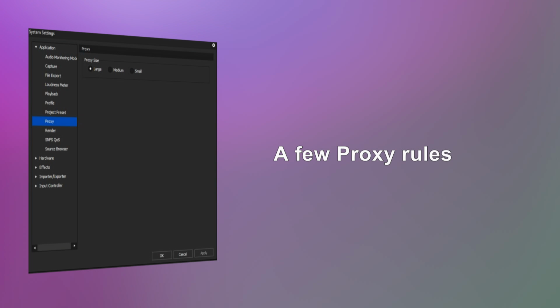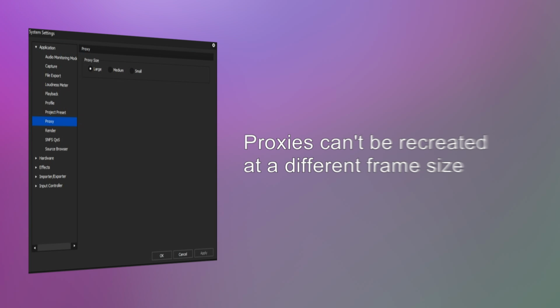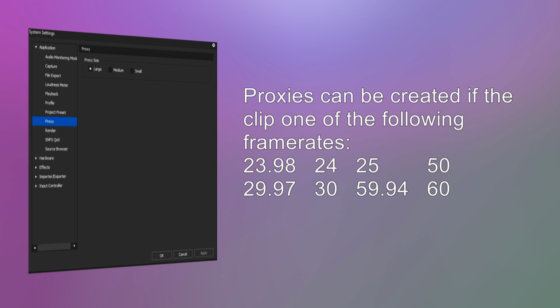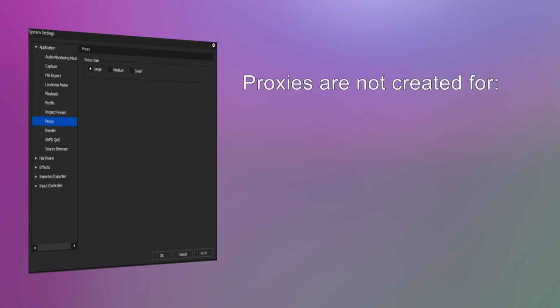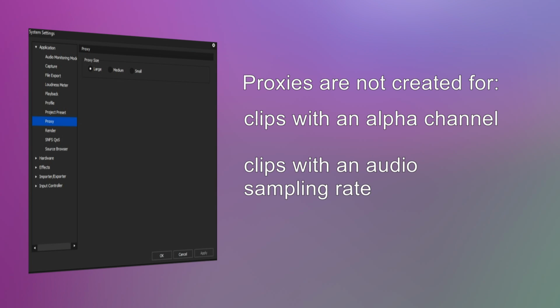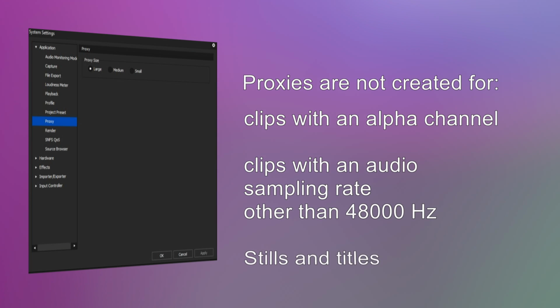There are a few rules which you need to take into account. If you set the proxy to a certain setting, let's say high, and the proxy files are created, you cannot recreate the proxies with a different setting, for example, small. Proxies can only be created for clips which have the following frame rates. Proxies can be created for clips with an alpha channel, clips with an audio sampling rate other than 48,000 Hz, stills, and titles.